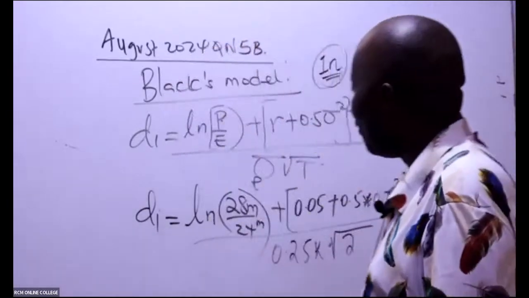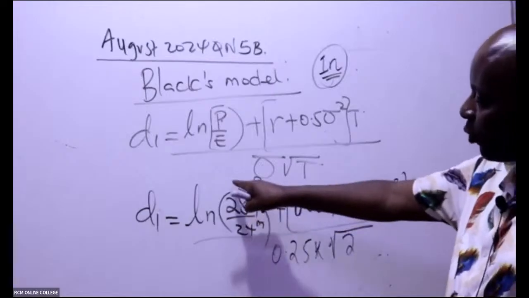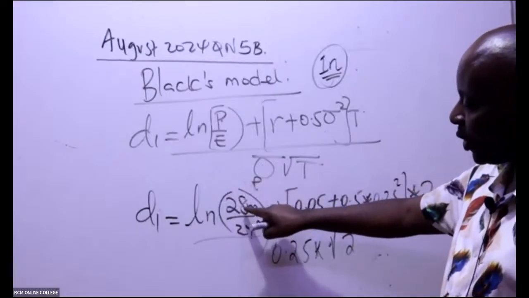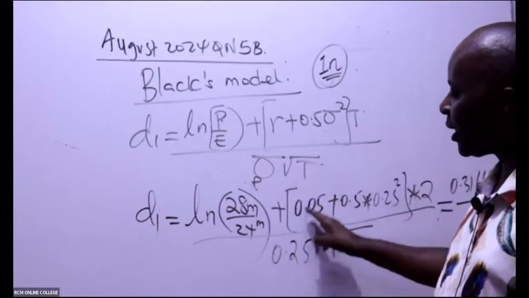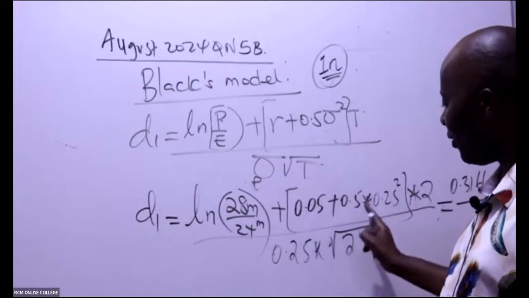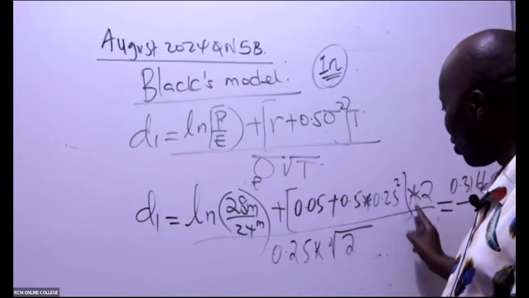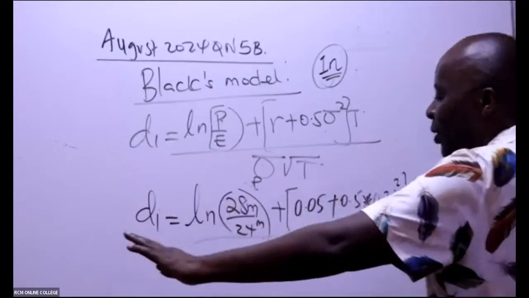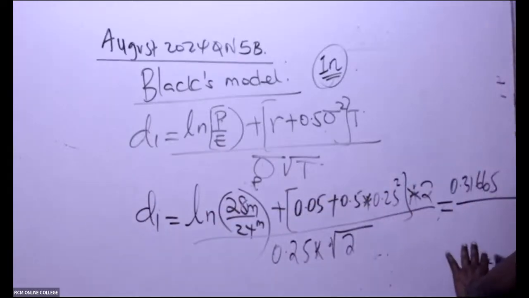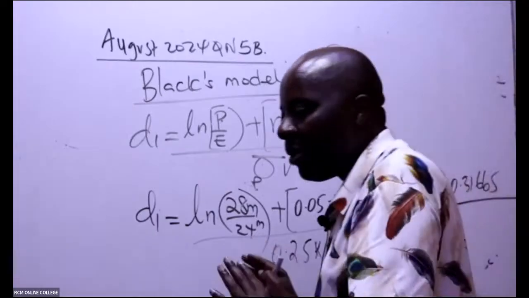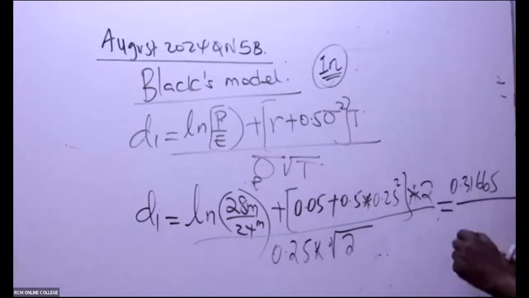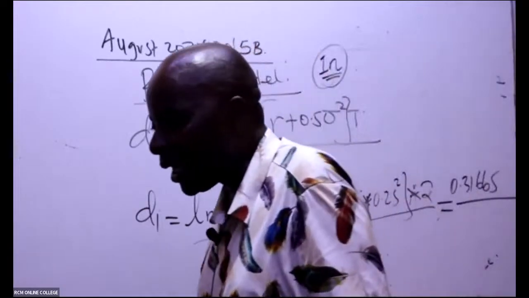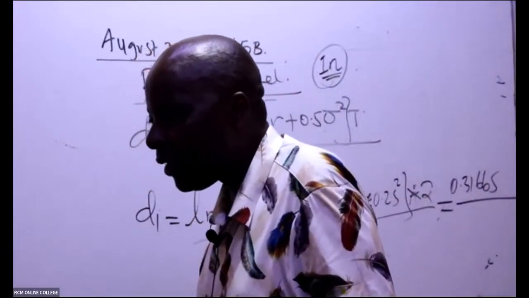All right? And then you pick, in this case, that ln. Don't forget to put this in brackets. So you say 28 million divided by 24 million, you close. Then you say plus, open brackets, 0.05 plus 0.5 times 0.25 squared, you close, times 2. Don't say equals anywhere in between. You can only say equals at the end of the day. So you're getting that 0.31665. How about the denominator? Are you able to give me the denominator value? 0.25 times root 2. What are we able to get there? 0.35355.